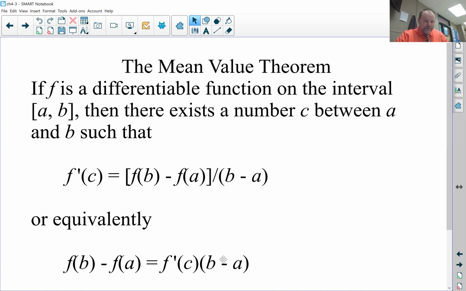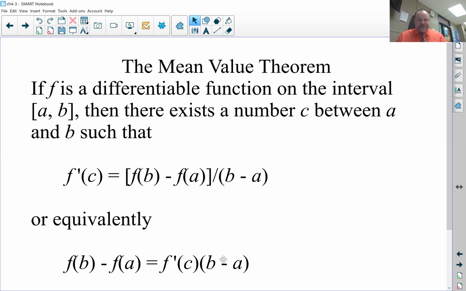So one of the big theorems is the mean value theorem. It tells us if we have a function that is differentiable, in other words, we can take its derivative, on the interval from a to b, then there exists a number c between a and b such that the derivative at c is equal to the slope of the line that connects the endpoints. So f prime of c is equal to f of b minus f of a divided by b minus a.